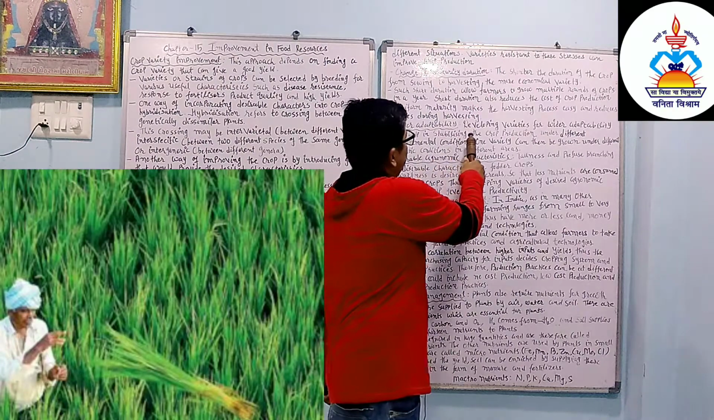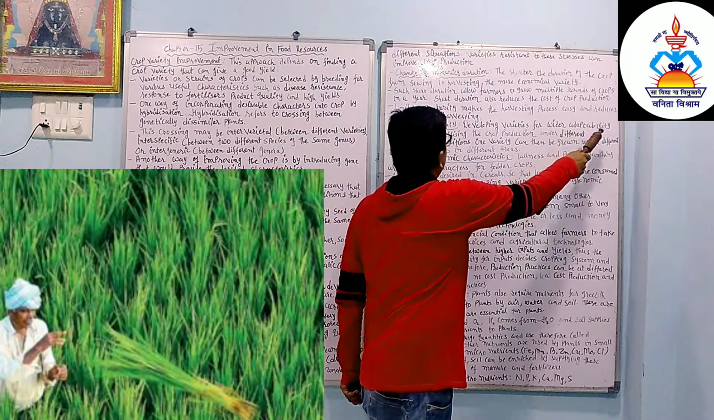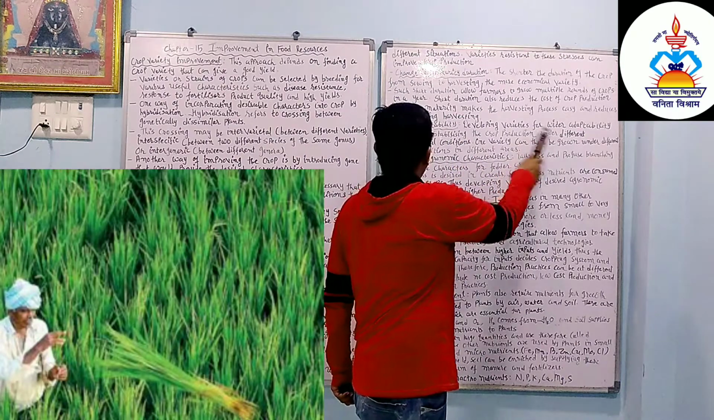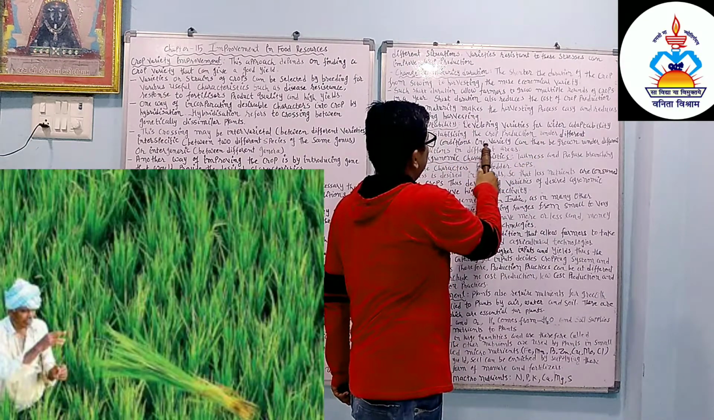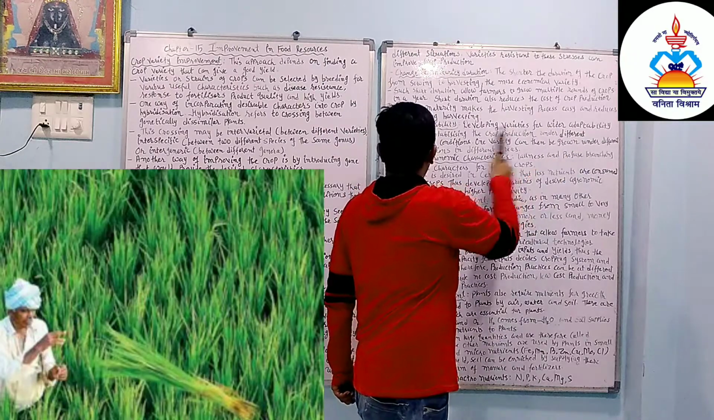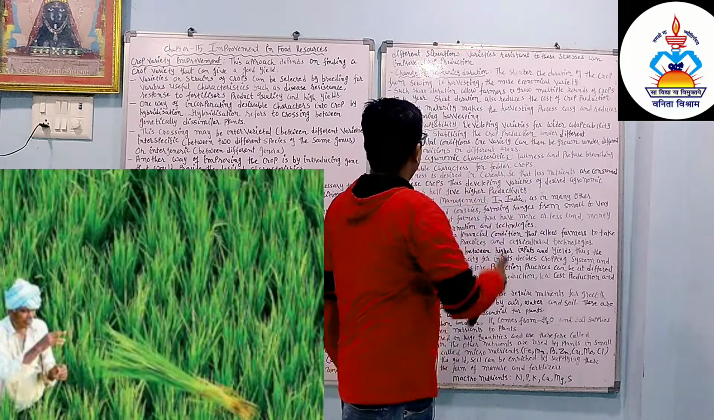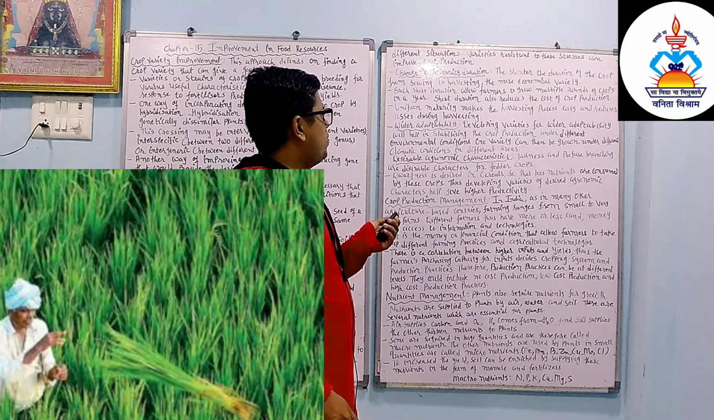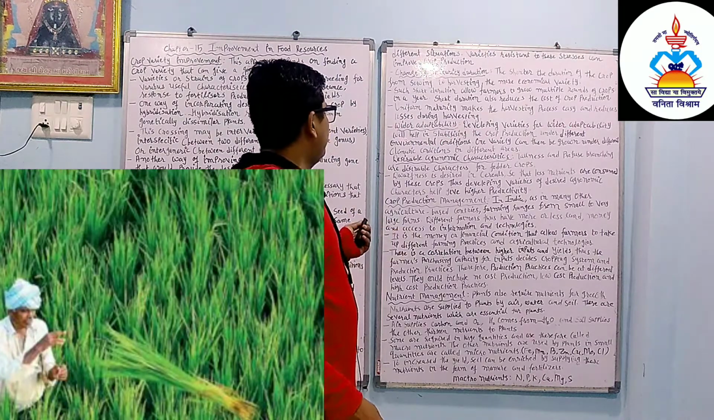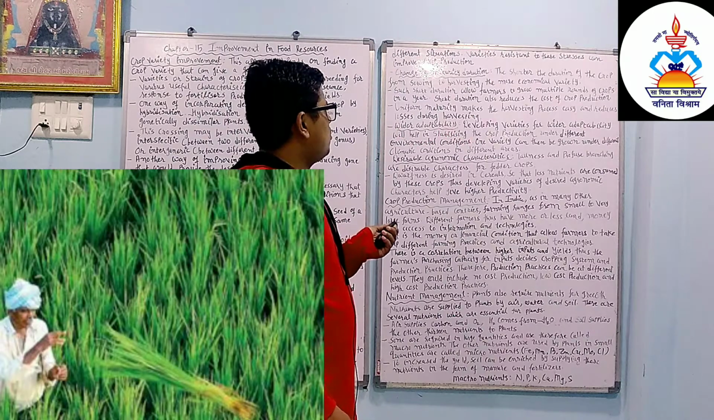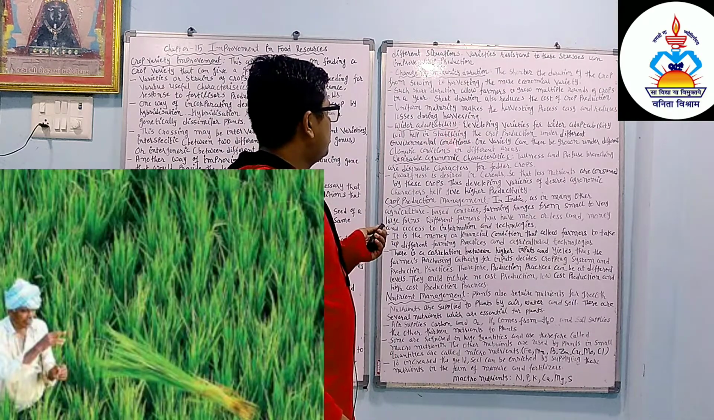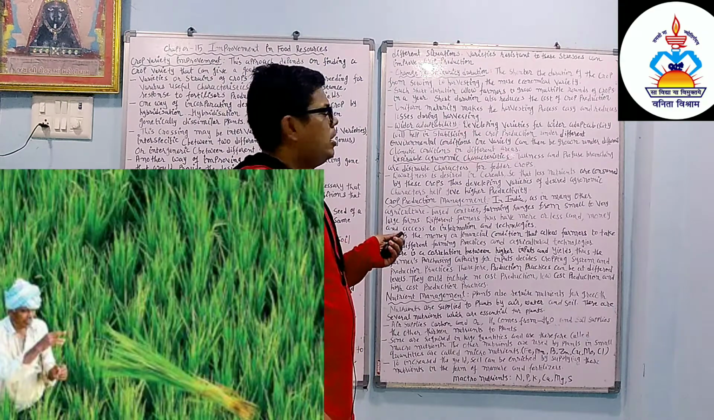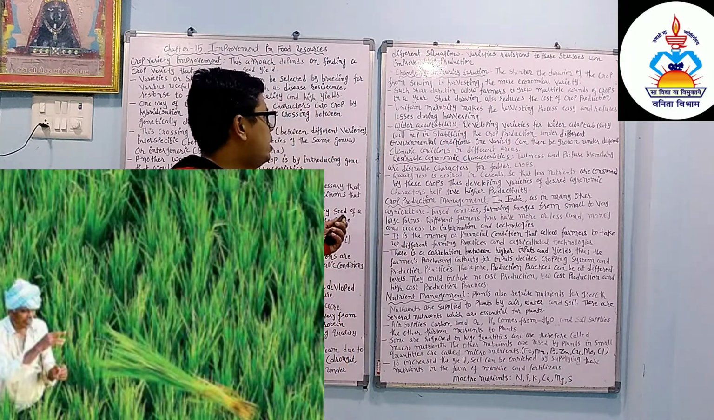Wider adaptability. Developing varieties for wider adaptability will help in stabilizing the crop production under different environmental conditions. One variety can then be grown under different climatic conditions in different areas. So we have to select for wider adaptability.